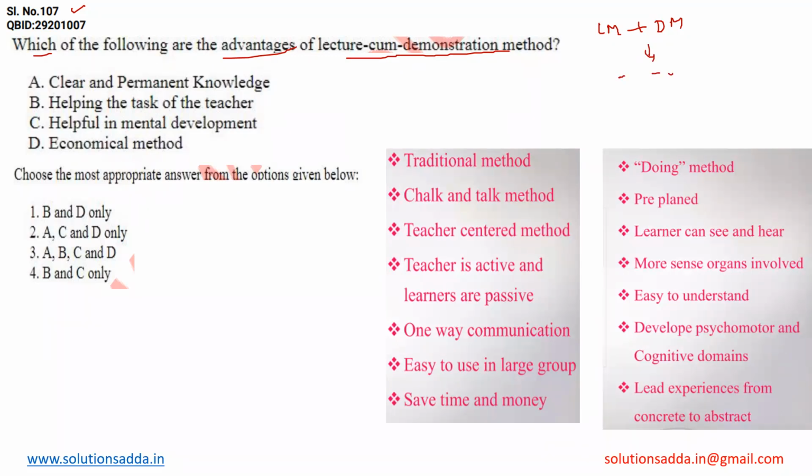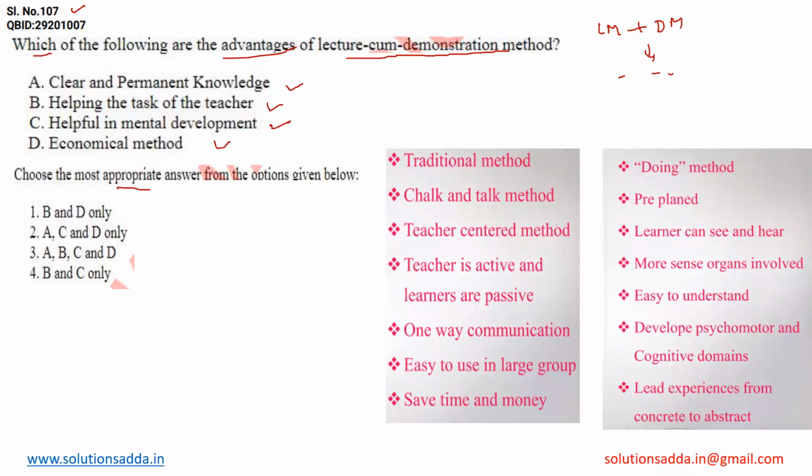So here four statements have been given. The advantages of the lecture cum demonstration method are that it gives clear and permanent knowledge to the student, helps the task of the teacher, is helpful in mental development, and is an economical method. We have to choose the most appropriate answer from the options: whether B and D statements are correct, A, C and D are correct, or all are correct, or B and C are correct.